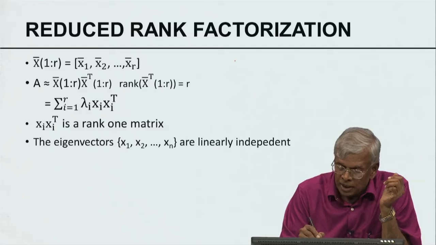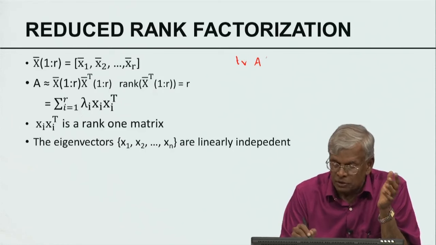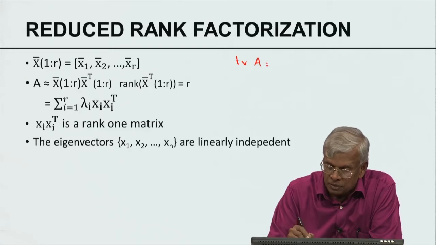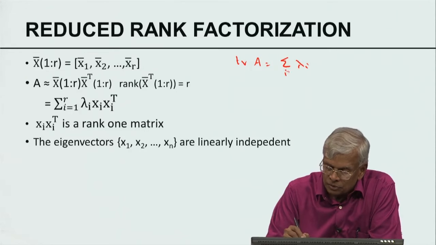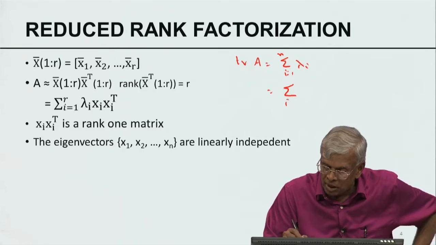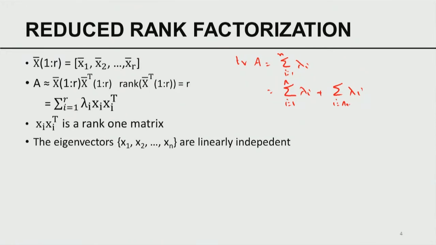It can also be shown that the trace of the matrix A, which is a covariance matrix, is such that, since A is SPD, the trace of A is equal to the sum of all the eigenvalues, i equal to 1 to n. So I can divide this into a summation of two parts: the sum from i equal to 1 to r of lambda_i plus the sum from i equal to r plus 1 to n of lambda_i. If this is small compared to this, I can approximate this by the sum from i equal to 1 to r of lambda_i.